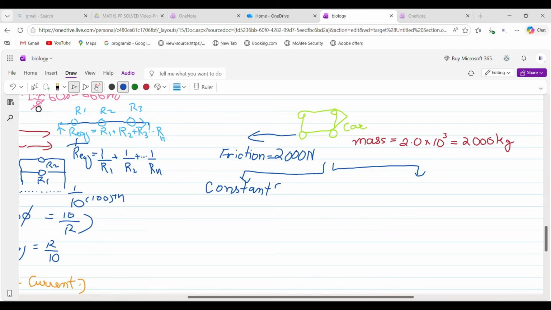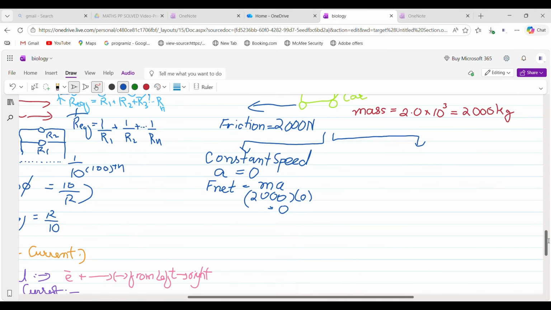And you already know that when the speed is constant, acceleration is zero. Okay, so if I find net force on it now, MA, right? The formula for finding the force is MA. So mass, whatever the mass is, which is 2000, acceleration is 0, multiplied with 0, the entire factor gets 0. So the net force is 0. What we can conclude from here is the friction is 2000 and the external force on the car is 0.